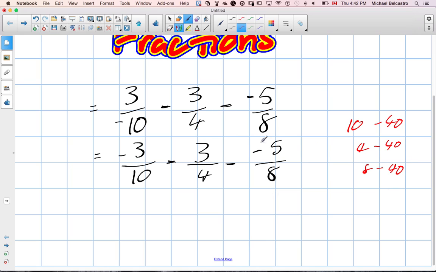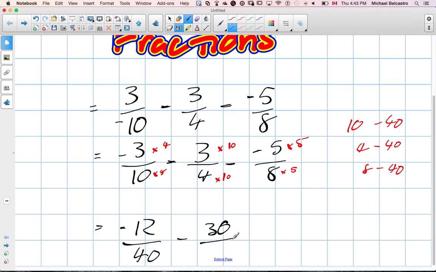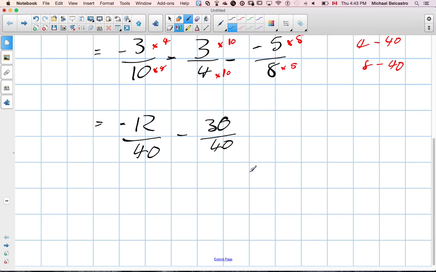Yep. So in order to do this, I need to multiply the top and the bottom of this by 4. I need to multiply these by 10. I need to multiply these by 5. Okay. So we're going to change all of our values. I'm still going to keep the operations the same though. So this becomes negative 12 over 40. Subtract 30 over 40. Okay. Subtract negative 25 over 40.